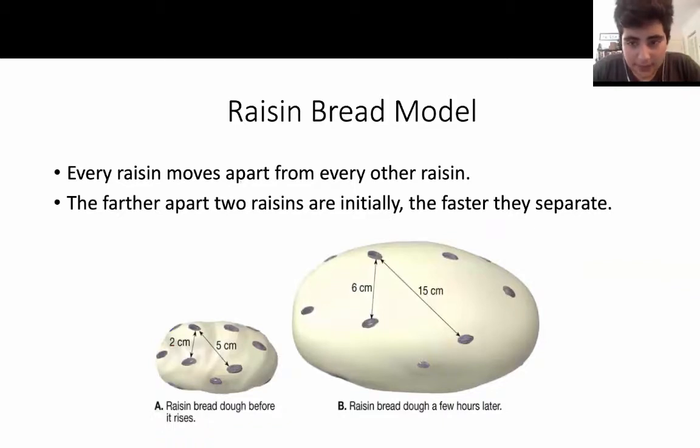Here we have the raisin bread model, which is essentially that analogy you just saw, but in 3 dimensions. As you bake a raisin bread cookie, each raisin in the cookie is going to move apart from the other raisins. And if you have 2 raisins on separate ends of the cookie, they're going to separate much quicker than if you had two raisins in the middle. They're going to separate much more slowly. So this is called the raisin bread model, and it models how the universe has expanded since the Big Bang.